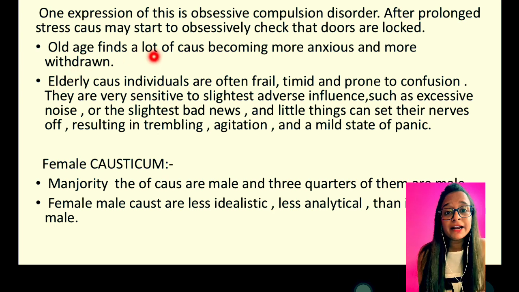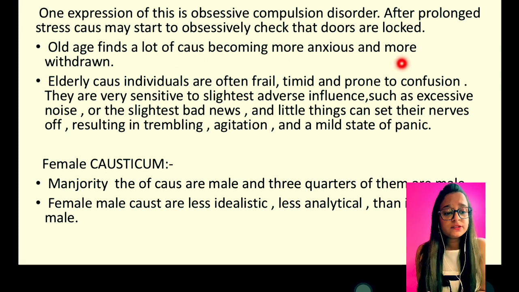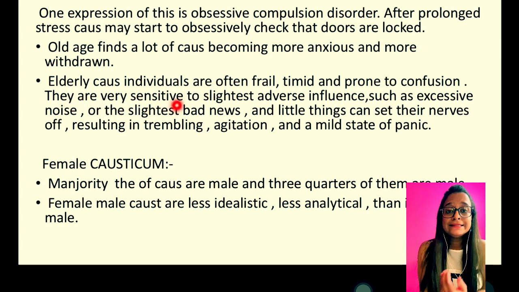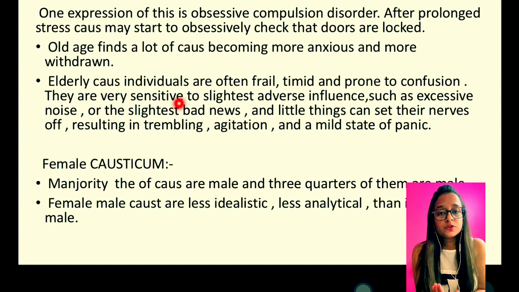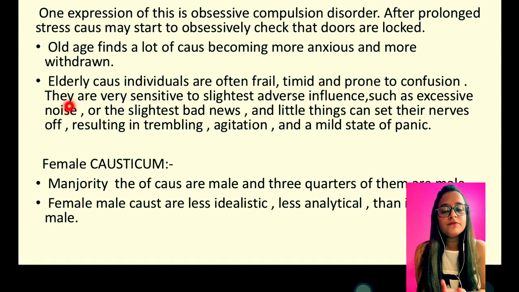Old age people become more anxious and more withdrawn from themselves. Elderly Causticum individuals are often frail, timid and prone to confusions. Okay, this is a Causticum female or elderly Causticums, we say that. So the difference in the elderly Causticum, this is the main point you need to consider. They are very frail, timid and confused.